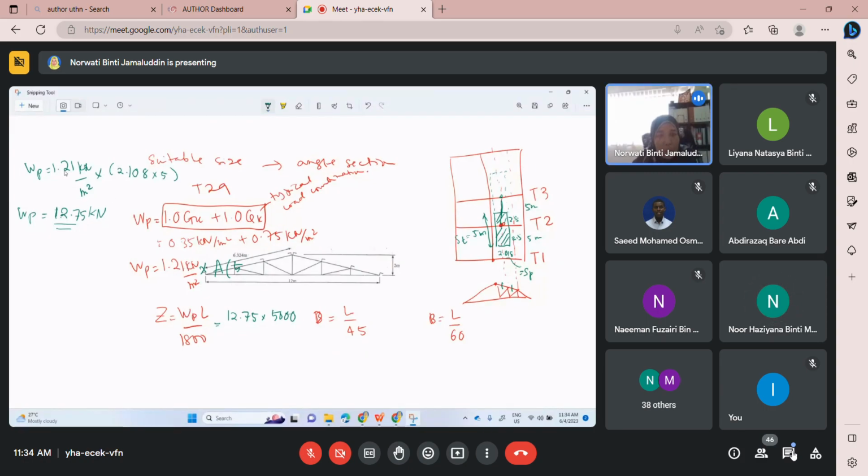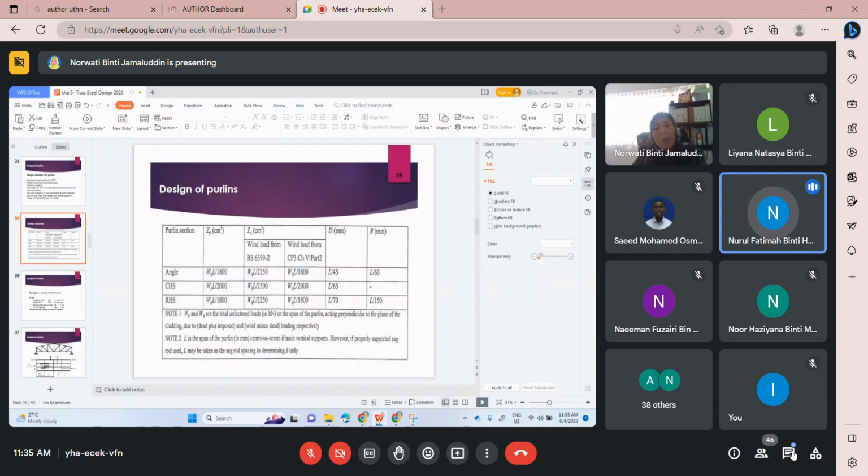1.1. Oh, bukan 1.2 eh? Okay, so calculate balik. Doktor, tapi kat soalan yang dead load tu on slope dengan imposed load on plan. Jadi boleh ke tambah macam tu je?